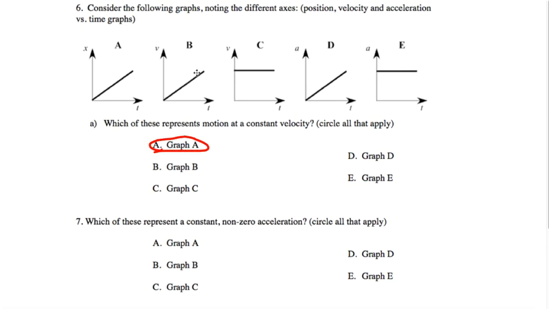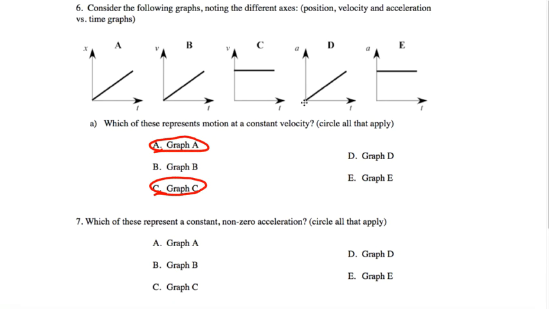B, we have a smooth line again, but now this is a velocity graph. This is showing a velocity that is speeding up, getting faster and faster over time. So no, that is not a constant velocity. Whereas C, it is a positive velocity and it stays at that same positive velocity. It's staying at that same speed the entire time. So for C, yes, this is constant velocity. Let's circle that one.